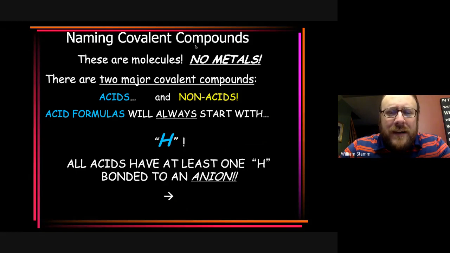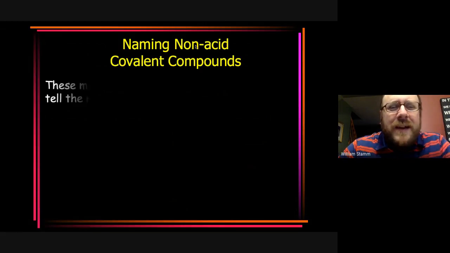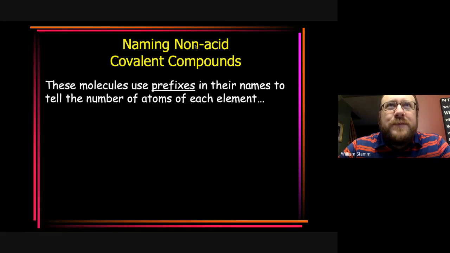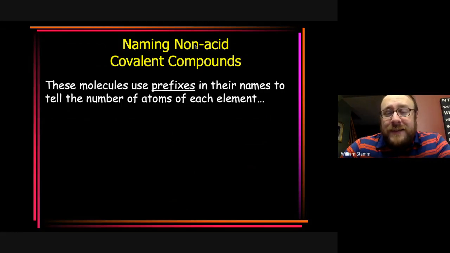So let's talk about non-acids first, because these are the ones you're going to see most, I would assume. The difference between covalent compounds and ionic compounds is that covalent compounds will use prefixes in their names to actually tell you the number of atoms of each element. If you remember with ionic compounds, a name like sodium chloride didn't tell you anything about how many sodiums and chlorides you had, or calcium bromide didn't tell you how many calciums you had or how many bromides you had. Even though in that case you have two bromides, you have no idea just looking at the name. The rules are different when it comes to covalent compounds.